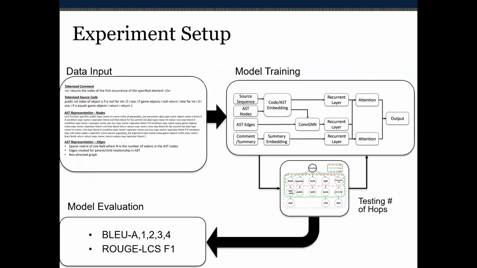We trained our models each to 10 epochs and tested on the models that had the highest validation accuracy. We did not perform hyperparameter optimization, but we did experiments to determine how the number of hops affected performance. Then for evaluation, we used BLEU and ROUGE automated metrics.